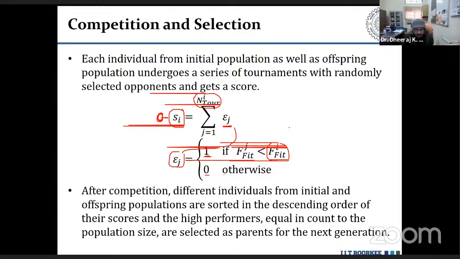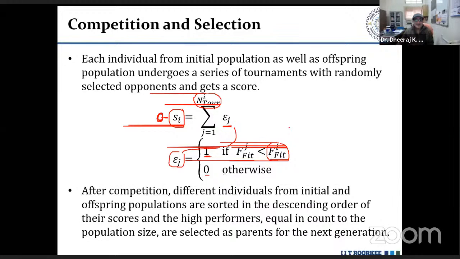And then we select high performers, the individuals having high scores, equal to the population size. Suppose our population size is 10, so the initial population will have 10 individuals. The offspring population will have 10 individuals, so we have a total of 20 individuals. Based on the score of tournaments, we have to select the best 10 individuals for the next round, or they will be considered as parents for the next generation.